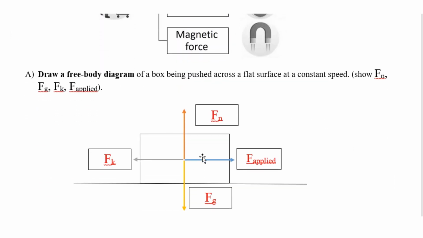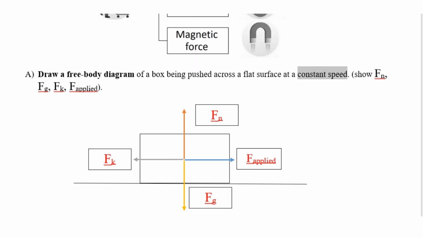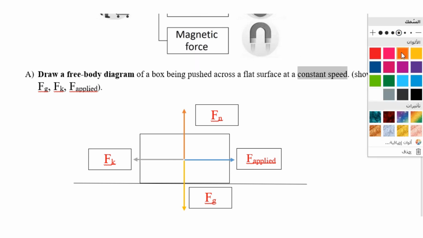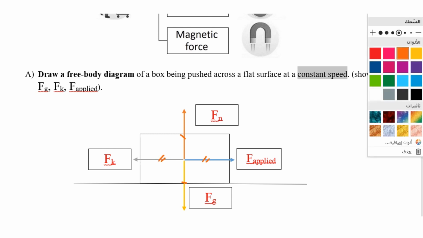This one, how to draw a free body diagram on an object that is moving at a constant speed. So Fn should cancel Fg, and F applied should cancel Fk. So this is at equilibrium. So they are moving at a constant speed.